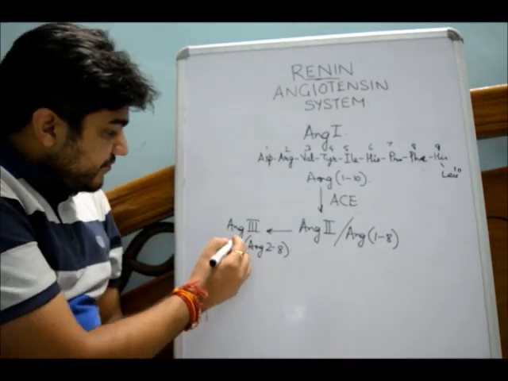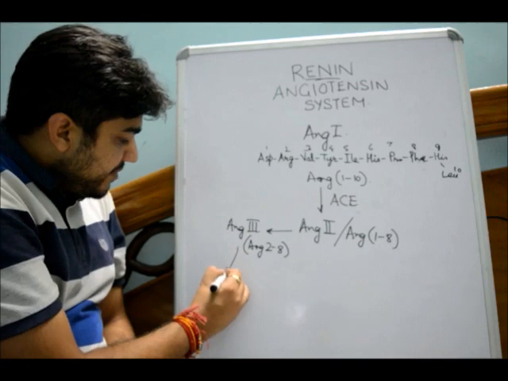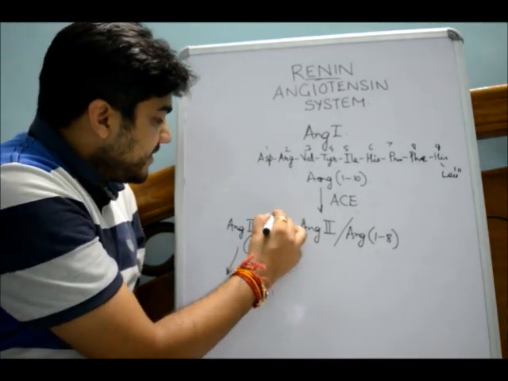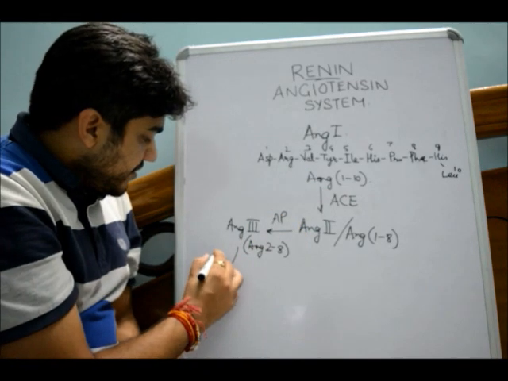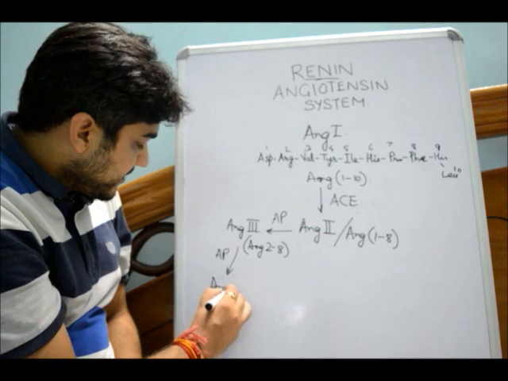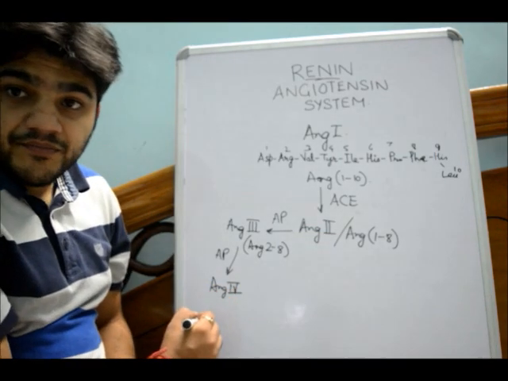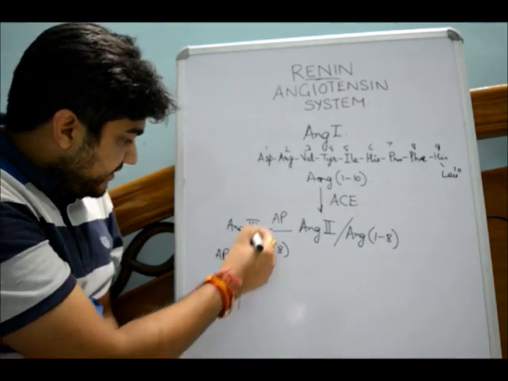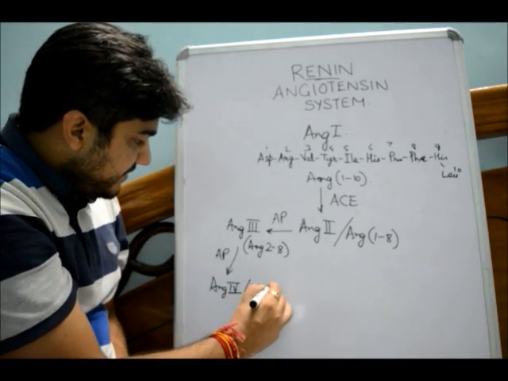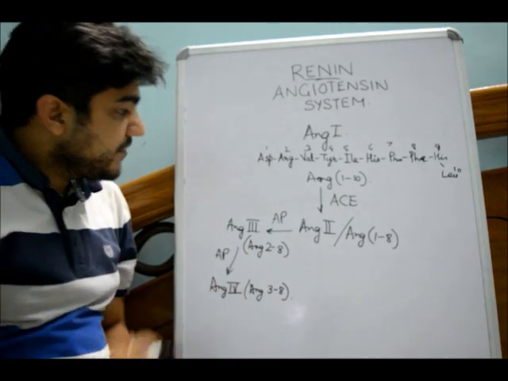Okay, and this angiotensin 3 may be further cleaved by an aminopeptidase, which I can name as AP. So aminopeptidase again cleaves this into another substance called angiotensin 4, and since again the second is gone, it can also be called angiotensin 3 to 8.